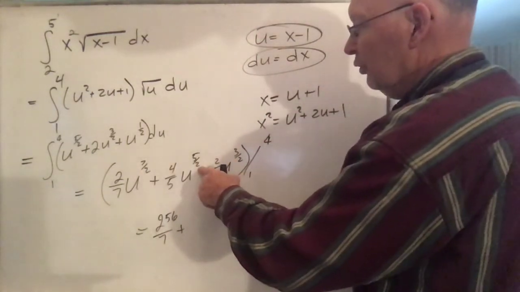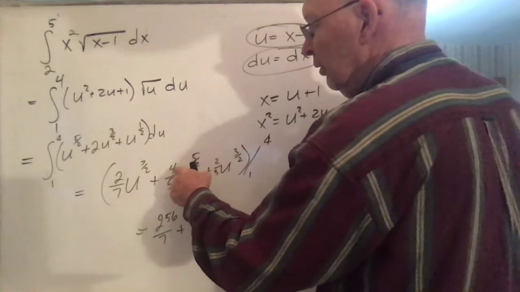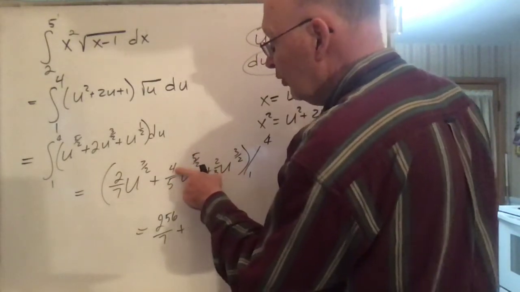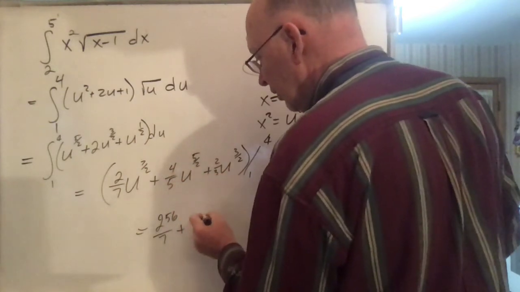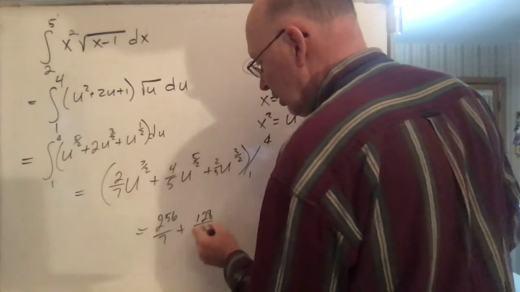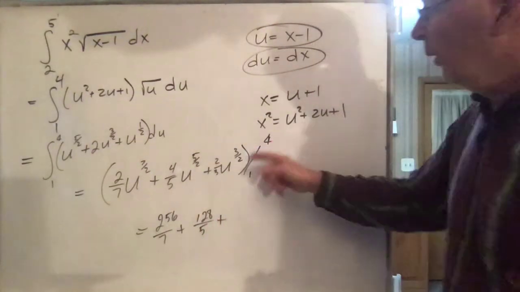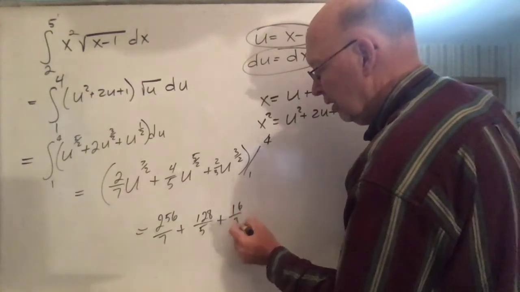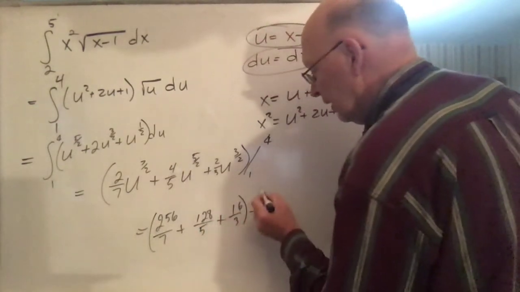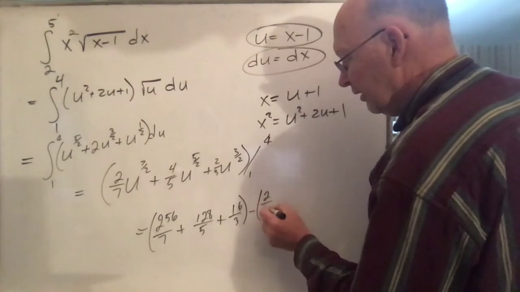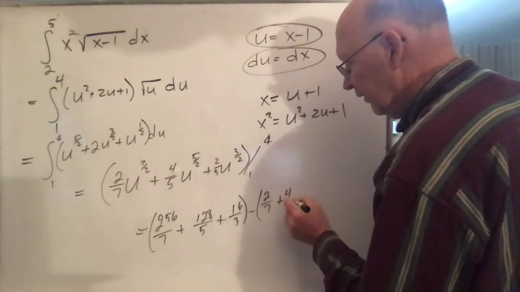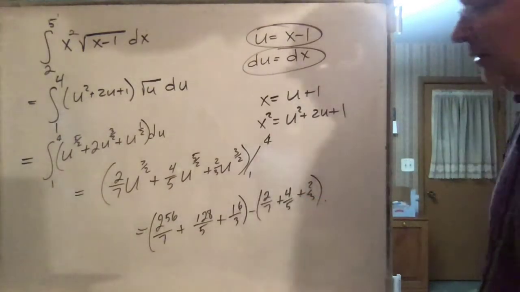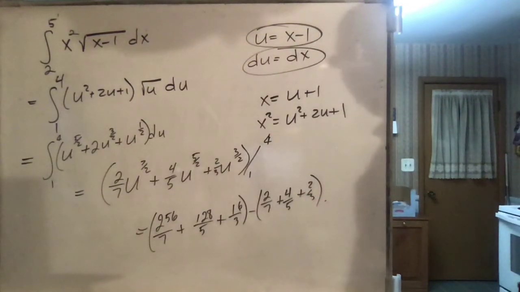Plus, put a 4 in here. The square root of 4 is 2. 2 to the 5th is 32, 64, 128, 128/5. Like so. Square root of 4 here is 2 cubed is 8, 16/3. So you have all that. Now you stick in a 1 and you're just obviously going to get 2/7 plus 4/5 plus 2/3. So there you go. Okay, do the subtraction and you got it.